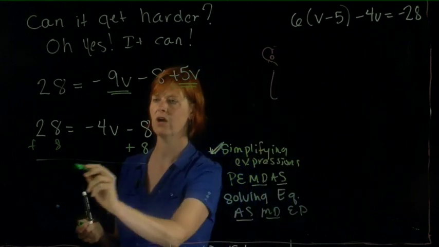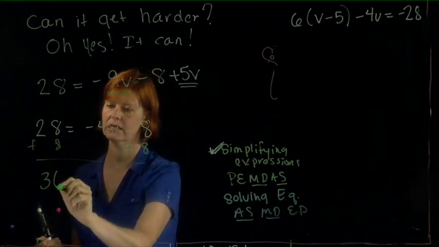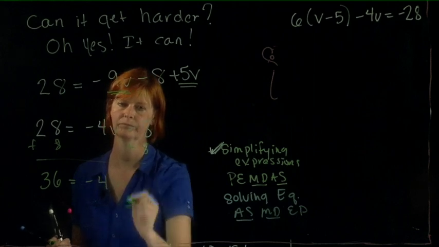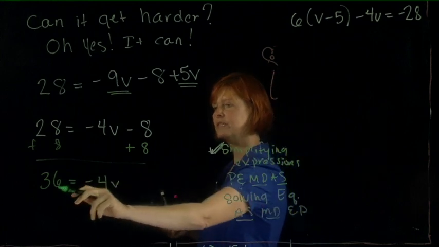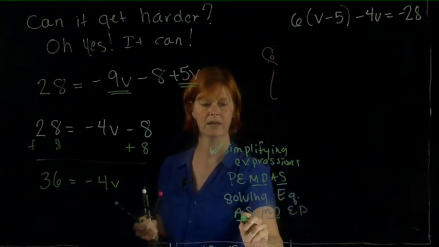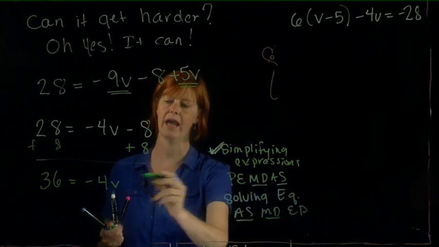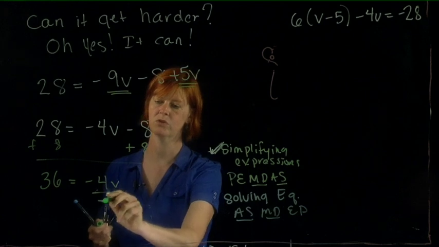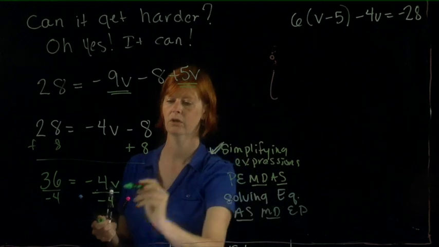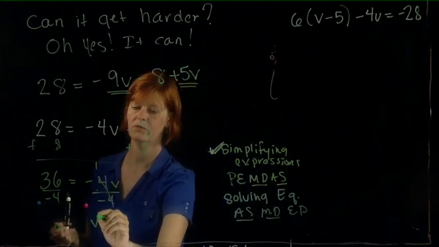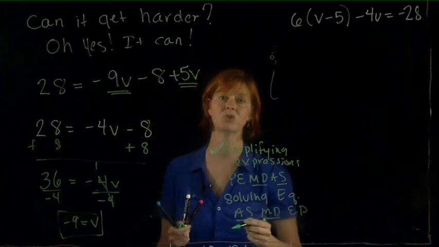Now I've got over here 28 plus 8 is what, 36? 8 and 8 is 16, carry the 1. Now, what I have left is 36 equals negative 4v. Now I need to do the multiplication and division. So right now I have negative 4 times v, and I want to do division to pluck this other leaf off. Now remember, v is equal to negative 9. And you can check that by plugging it back in, it should work.